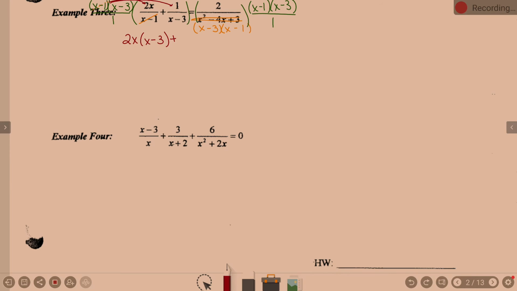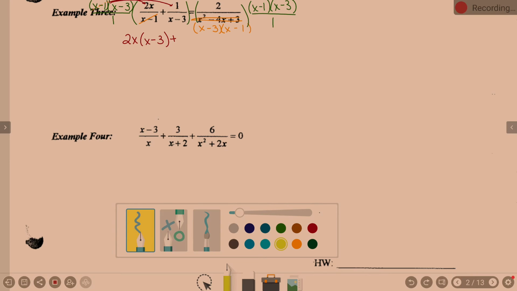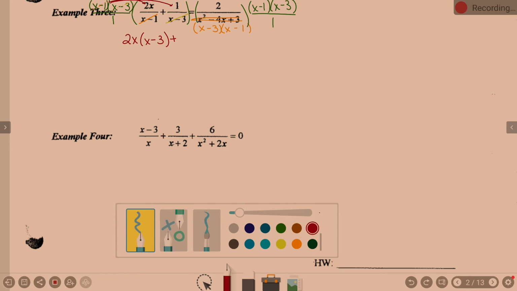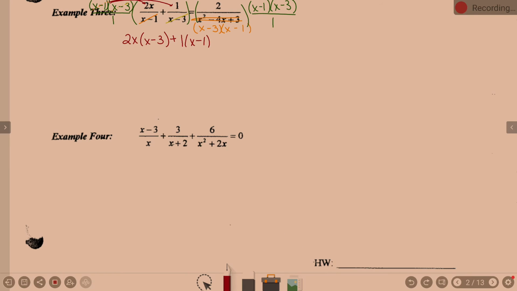What cancels with the second fraction? X minus 3 cancels with the x minus 3. What remains? X minus 1. X minus 1, and technically you could say the 1 on top, right? However, does that 1 really matter? No, it's not going to matter. So you don't even have to write that. I'm just trying to make sure we get it.